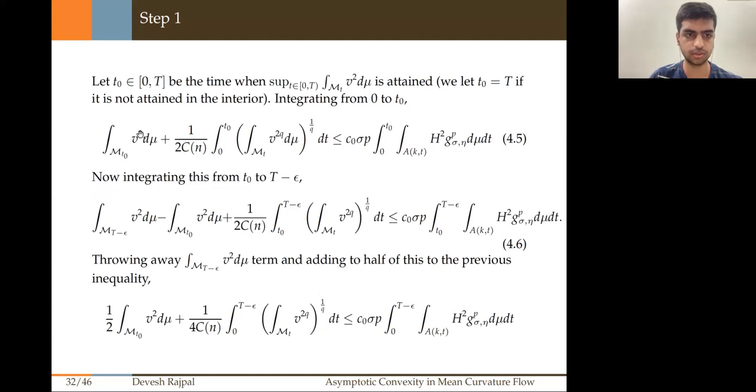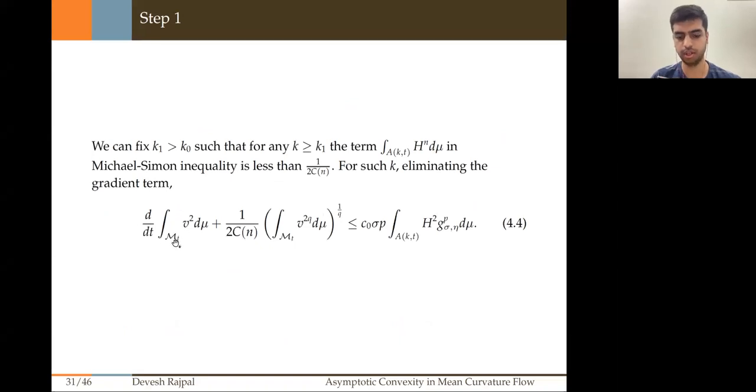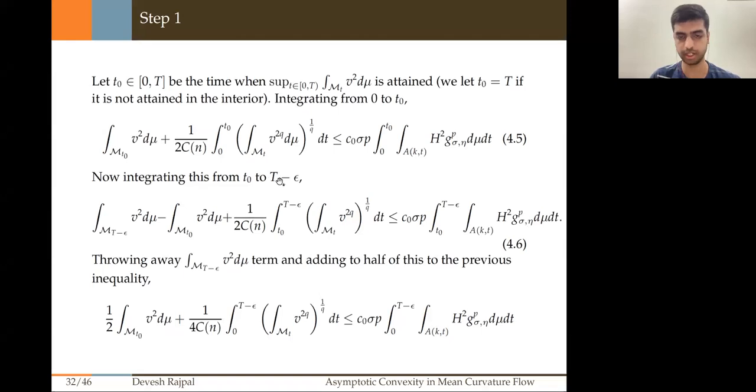So the integral of V square at time T naught plus some factor times the integral from 0 to T naught is less than or equal to again some factor times the integral from 0 to T naught. And we integrate this now again from T naught to capital T minus epsilon, for epsilon small enough. So we get the integral at capital T minus epsilon of V square minus the integral at T naught, plus certain integrals from T naught to T minus epsilon. We can throw away this term.